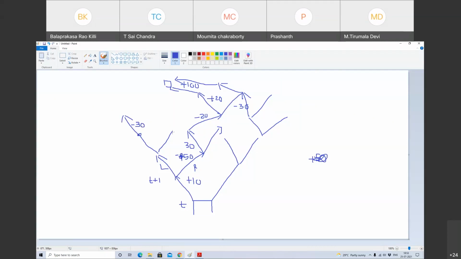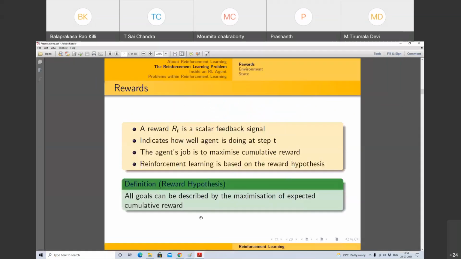So now if you see this, what is the best way to move? You have to move in such a way that this reward is maximized. So the total reward that you will get before reaching the goal should be maximum. That is the goal of reinforcement learning.